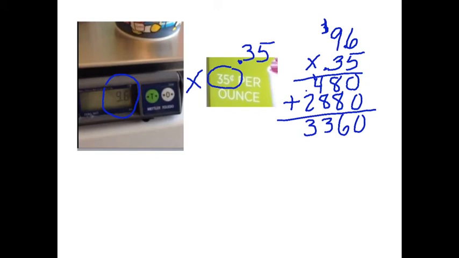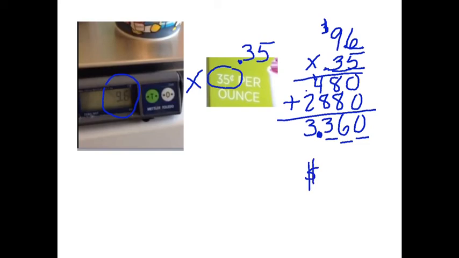Now when you're finished multiplying, you count the decimal places in your question. 1, 2, 3. Can you see there's 3 numbers behind your decimals? And that's how many you put in your answer. 1, 2, 3. Now this doesn't look like money, so think it through.